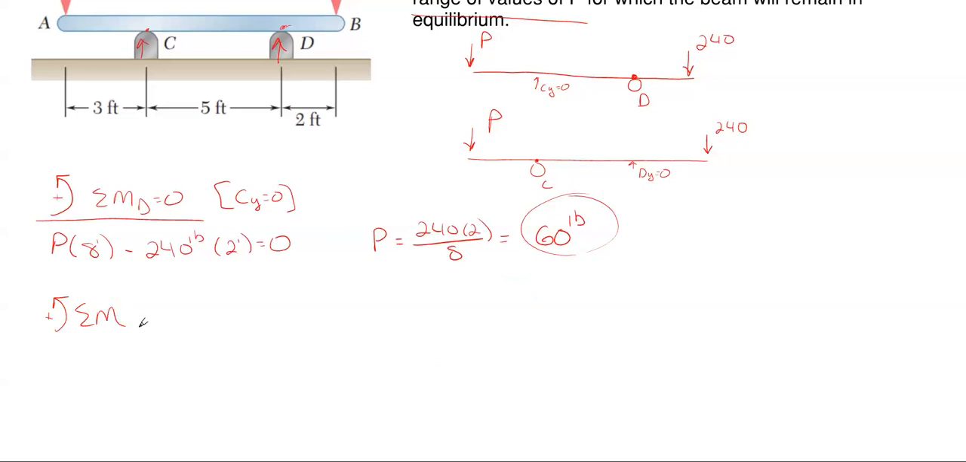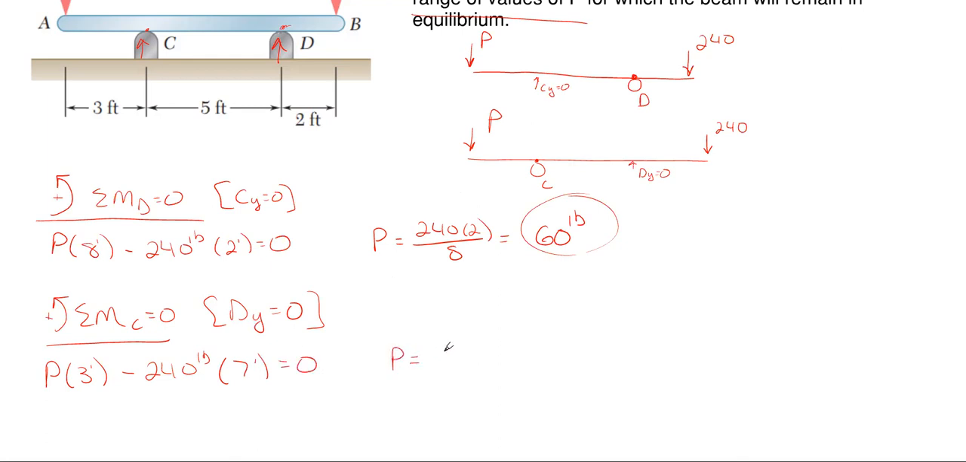So what we're going to do is sum moments at C equal to 0, and this would be where Dy is equal to 0. So let's sum moments about point C. P will still be rotating counterclockwise. It is now only 3 feet away from C. And then we have that 240 still rotating in the same direction about point C, but now its distance has increased to 7 feet, and all that is equal to 0. Once again, pretty easy equation to solve for. So then we would have P is equal to 240 times 7, all divided by 3, and that gives us 560 pounds. So what this 560 means is that anything greater than this, Dy would have to be pulling downward.